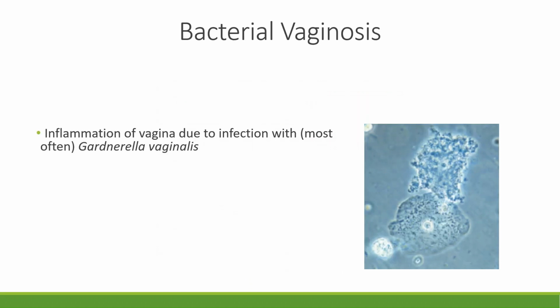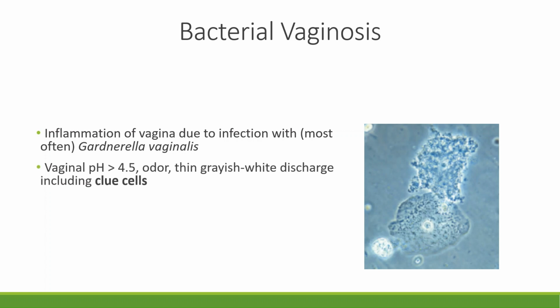The next disease on our list is bacterial vaginosis. This is an inflammation of the vagina caused by an overgrowth of Gardnerella vaginalis. It occurs when the normal vaginal microbiota, particularly lactobacillus, is disrupted. Symptoms include a vaginal pH greater than 4.5 due to the disruption of lactobacillus. An odor and thin grayish-white discharge do occur.